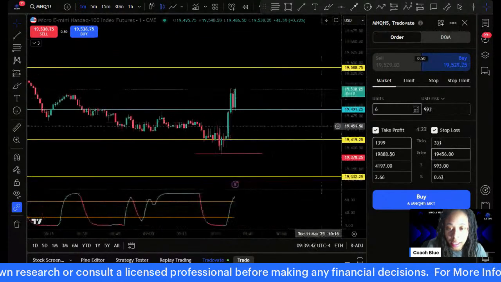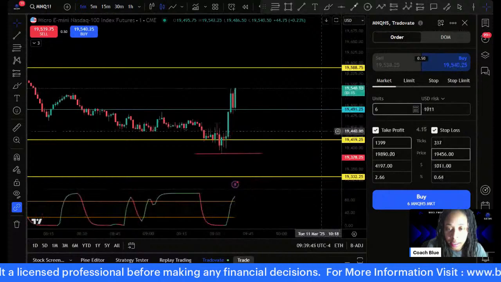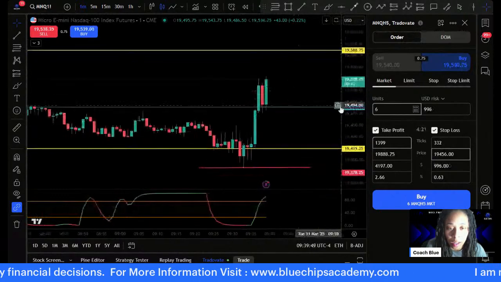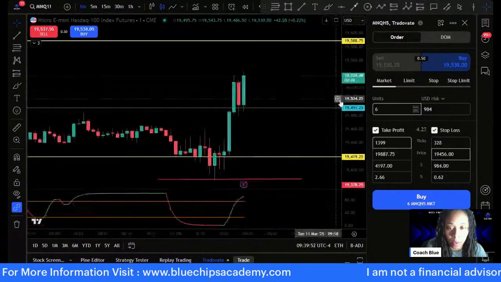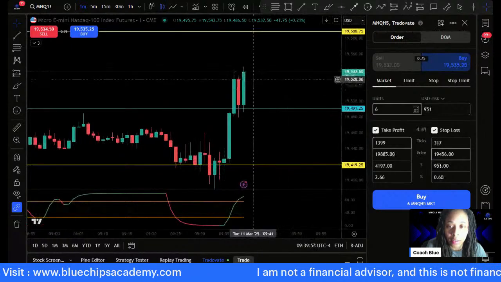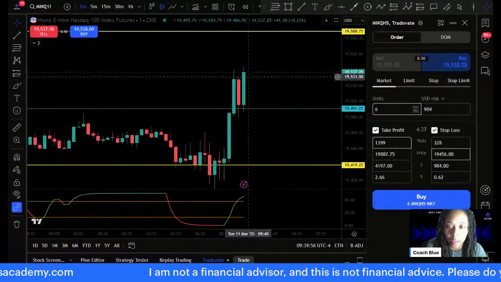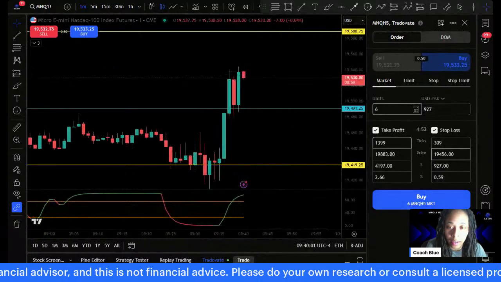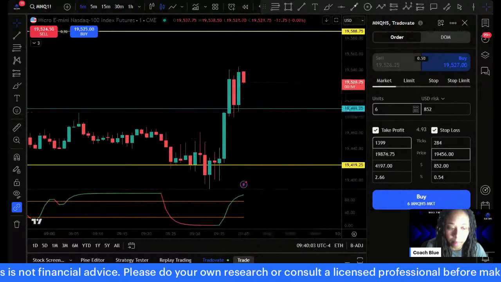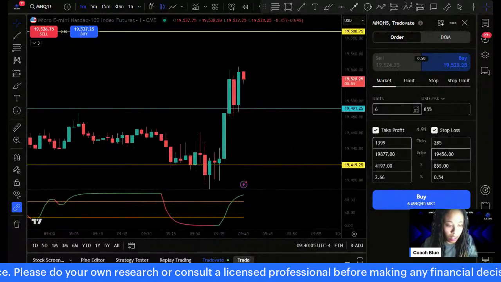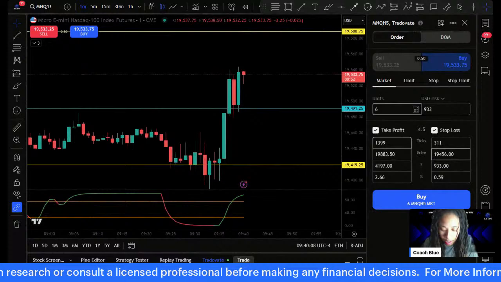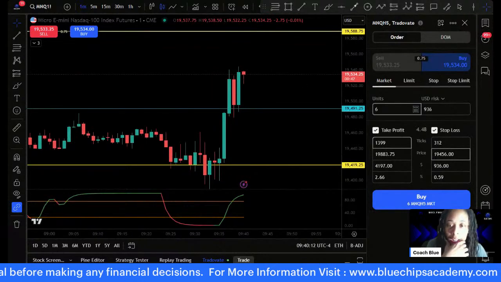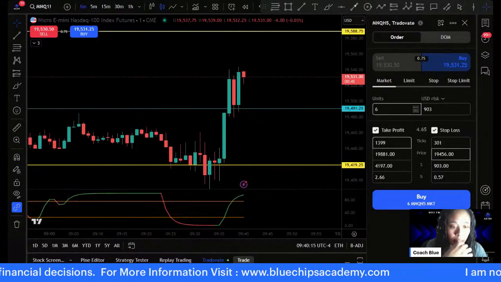Let's see how it closes. I want to wait until the candle closes, guys. I want the body of the candle to close above this little area right here. All right, let me see. I'm not in anything yet. Okay, let's see how this next move looks right here.